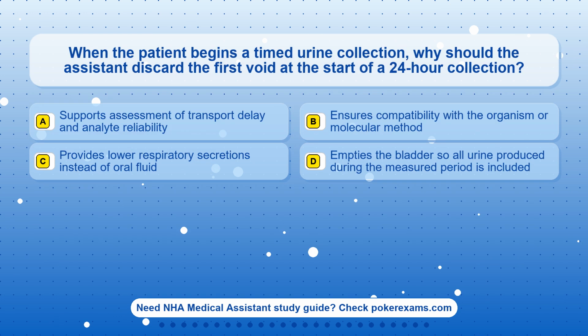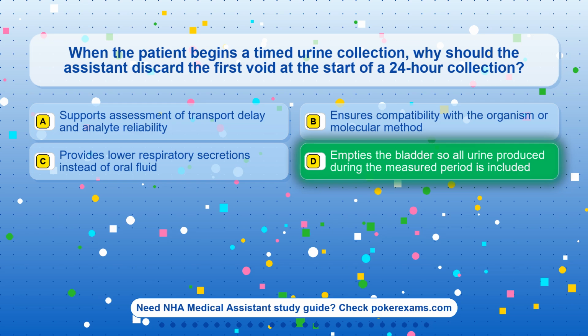Question 11. When the patient begins a timed urine collection, why should the assistant discard the first void at the start of a 24-hour collection? Option A. Supports assessment of transport delay and analyte reliability. Option B. Ensures compatibility with the organism or molecular method. Option C. Provides lower respiratory secretions instead of oral fluid. Option D. Empties the bladder so all urine produced during the measured period is included.